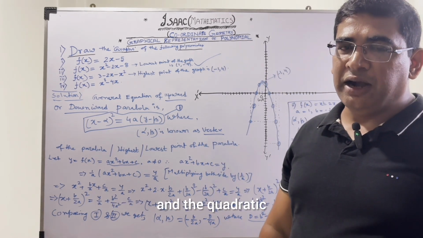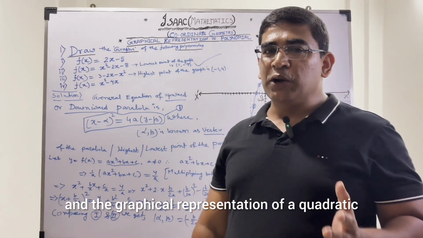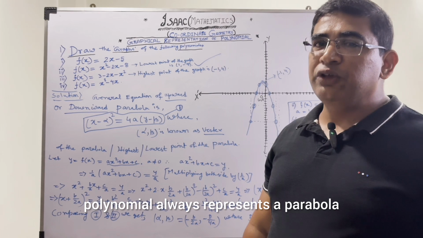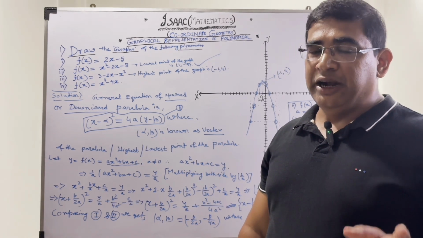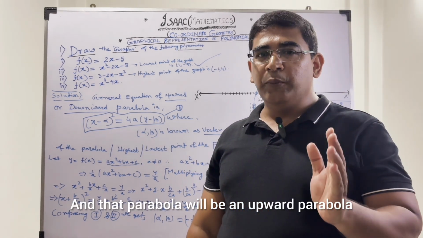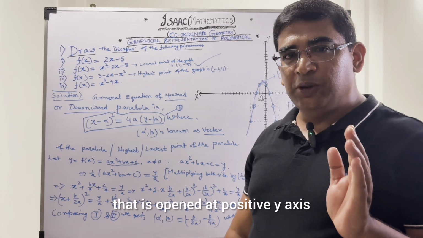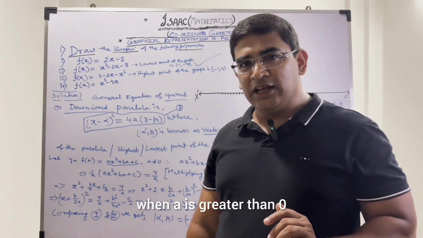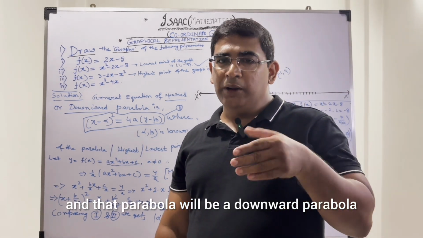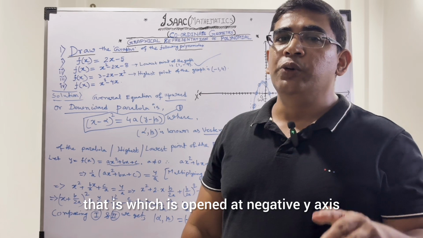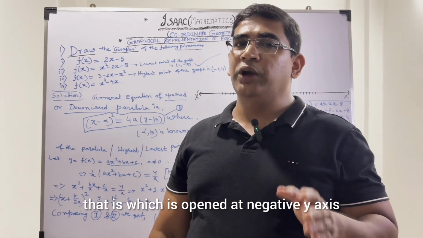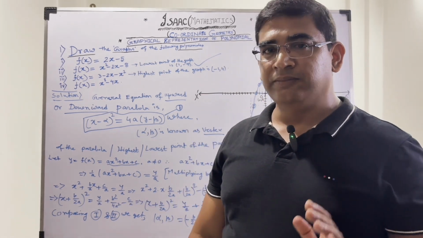The graphical representation of a quadratic polynomial always represents a parabola, and that parabola will be an upward parabola, opened at positive y-axis, when a is greater than 0, and that parabola will be a downward parabola, opened at negative y-axis, when a is less than 0.